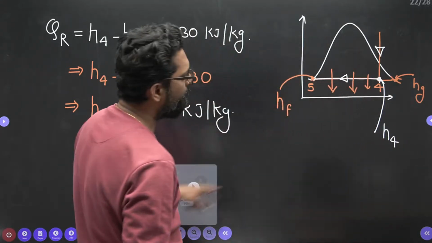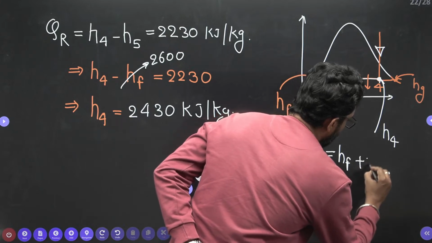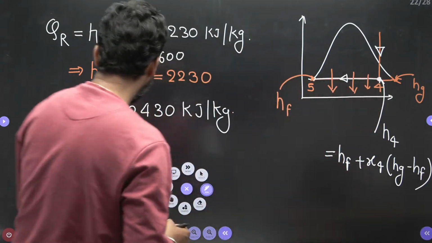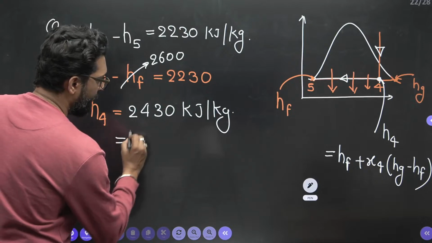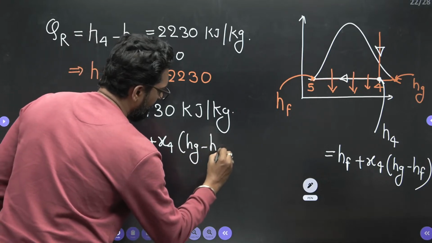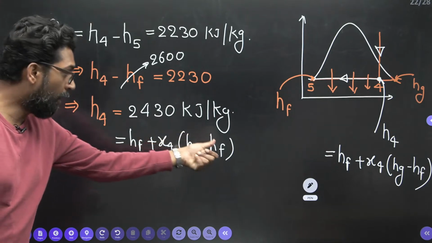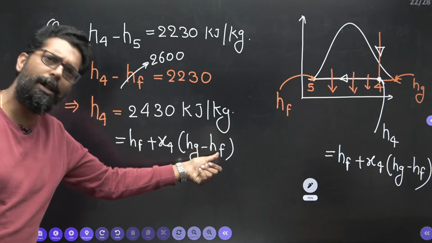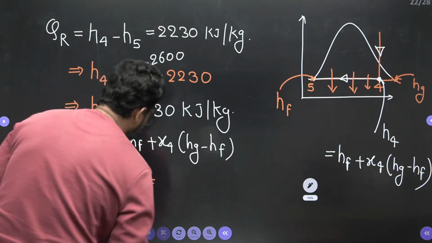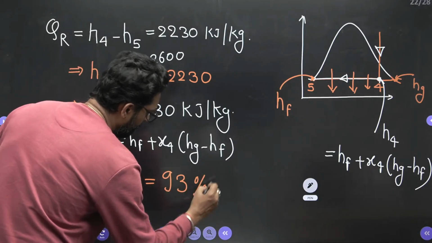So if you have enthalpy in the wet region, how to write? Hf plus X4 times Hg minus Hf. Yes or not? So you have Hf, you have Hg, you have Hf. All these values you have. So from here, you can easily calculate the dryness fraction X4, and this is approximately 93%. Clear?